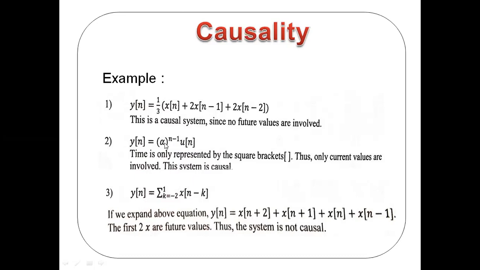And for the third case here, we have y[n] as the summation of x[n-k], where k ranges from -2 to +1. When we substitute k from -2 to +1, we get this y[n]. So we can say that y[n] depends on x[n+1] and x[n+2], which are future values. So we can see that y[n] is not causal.